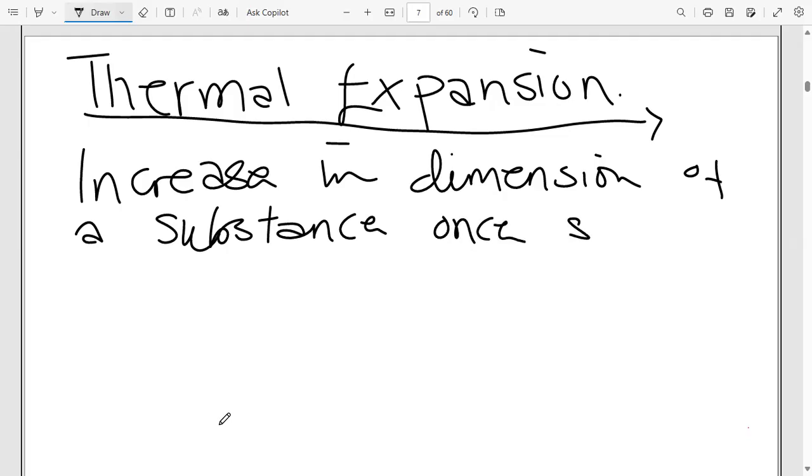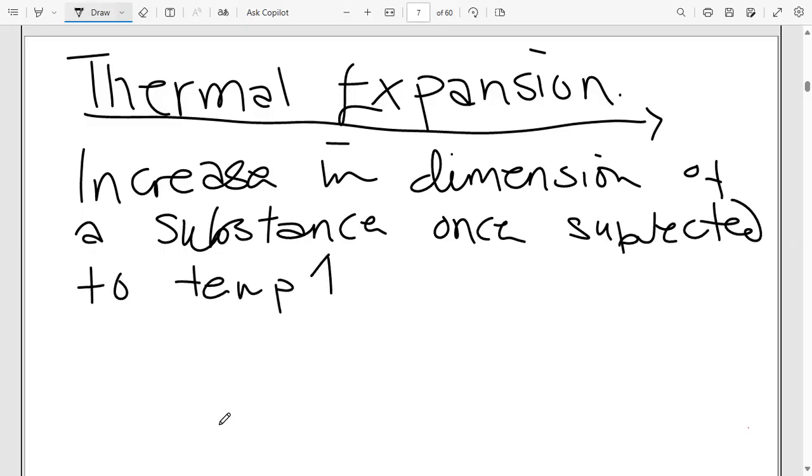once subjected to temperature increase. So I'll just use this as temperature increase, which means when you take any object, then you increase the temperatures around that object, or you put it on fire, or you supply heat, you supply thermal energy to that substance. It is going to experience an increase. There will be changes in the dimension.